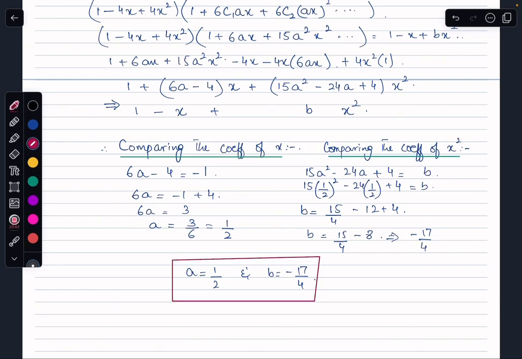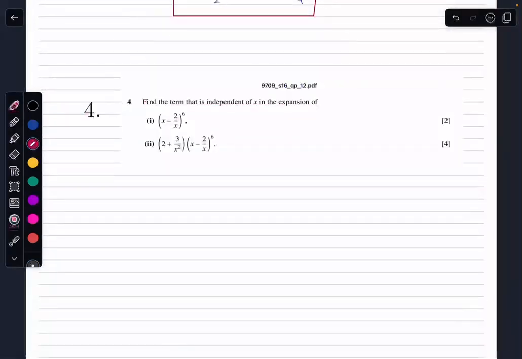Let's move to the next question. The next question is taken from Summer 2016, Paper 1, Variant 2, and it's question 4 in the paper. And the question says, find the term that is independent of x in the expansion of (x minus 2 by x) to the power 6.